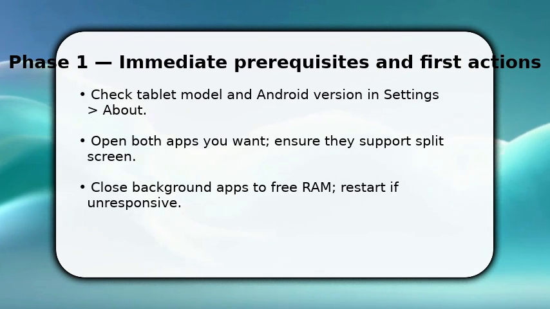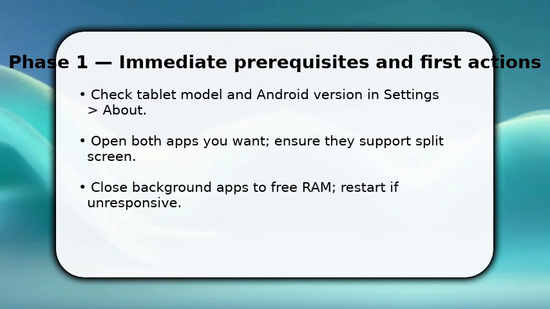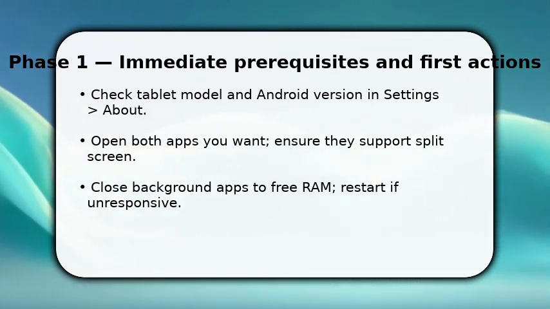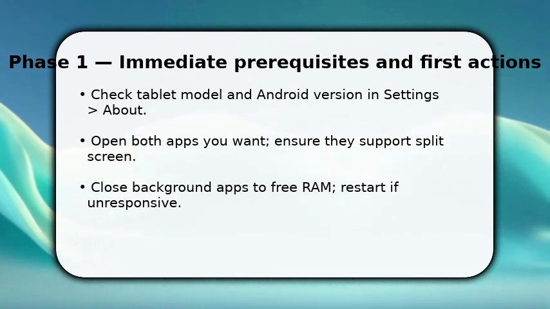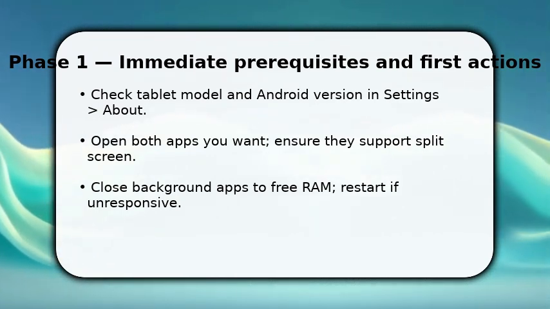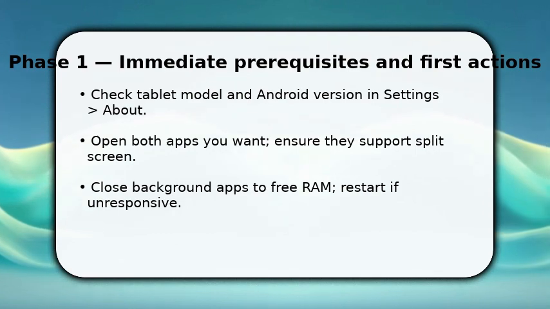Once both apps are launched, close unnecessary background apps to free memory and restart the tablet if an app is frozen. Now, return to the Recent Apps overview to begin the split screen placement. This ensures the system has active app processes to pin into split mode.